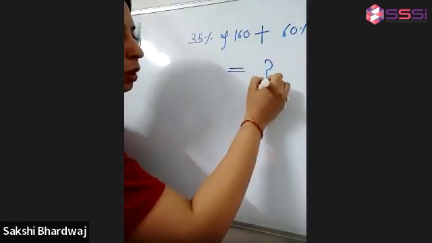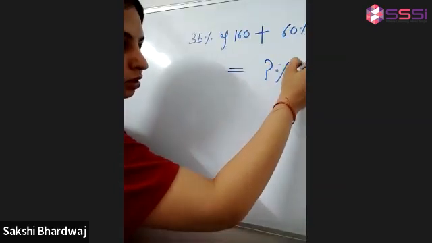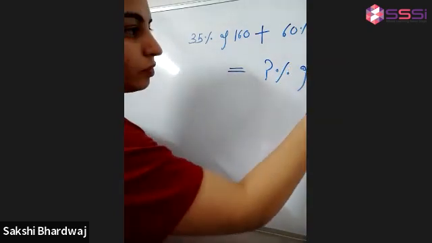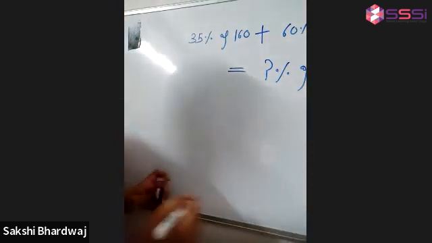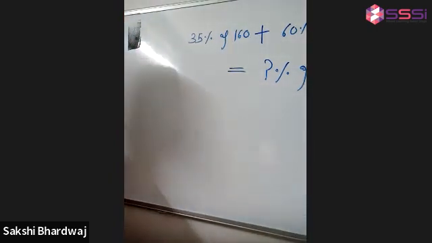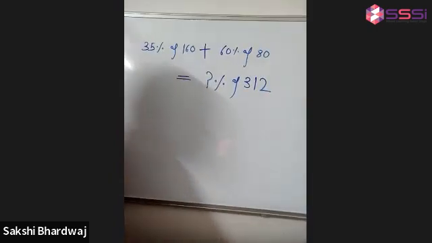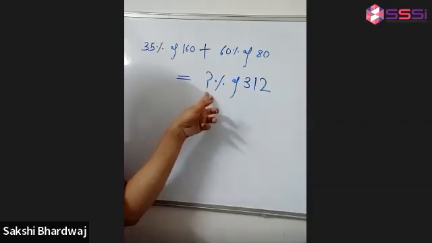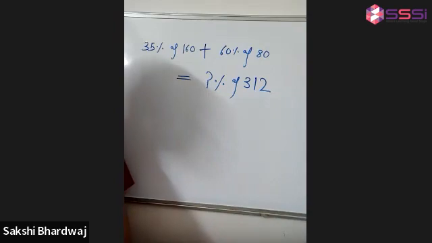The question is: 35% of 160 plus 60% of 80 is what percent of 312? You can see, Risha? Yes.